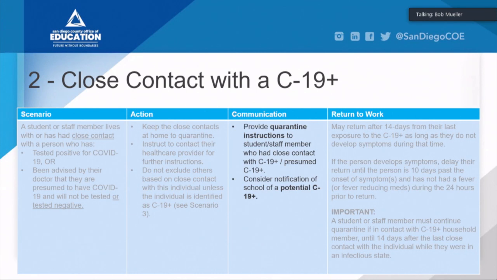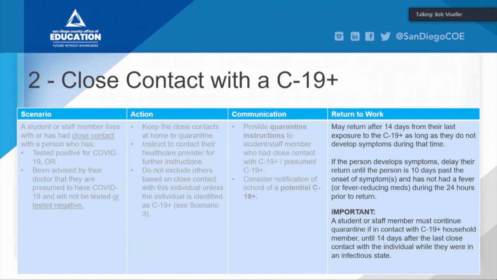And then we're going to consider notification of the school of a potential C19 case. Chances are good that because we're starting to send people home, there'll be questions. So this kind of notification is meant to contain rumors and provide facts. Of course, we're also going to be very careful to protect the identity of anyone that's excluded for COVID-19 symptoms or quarantine.